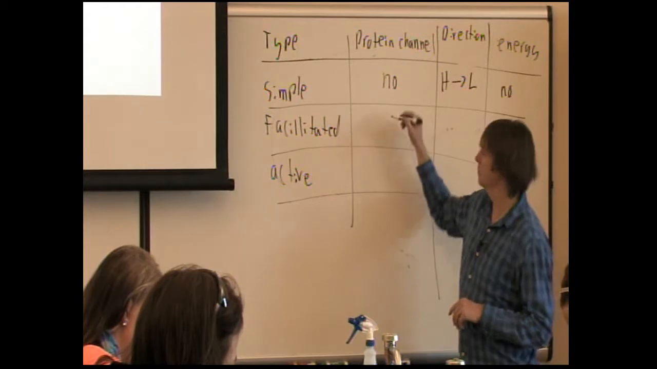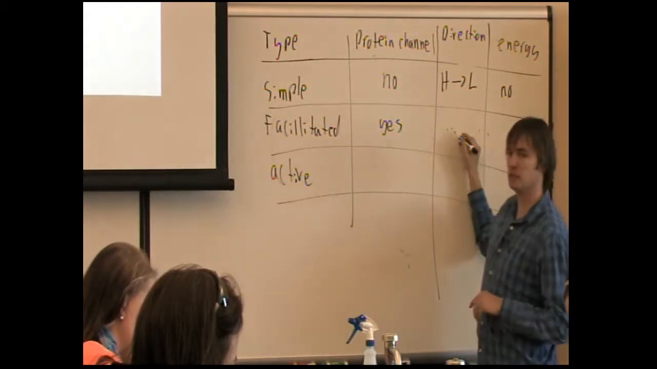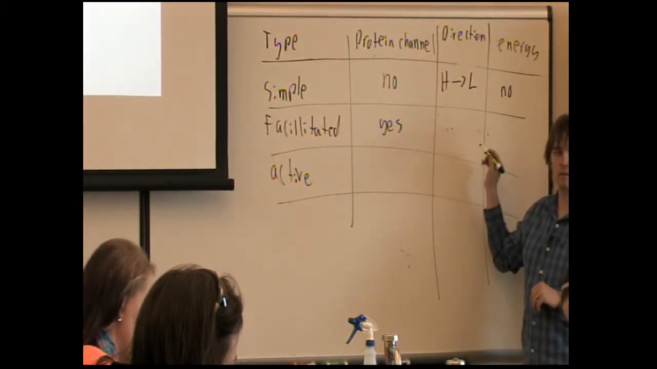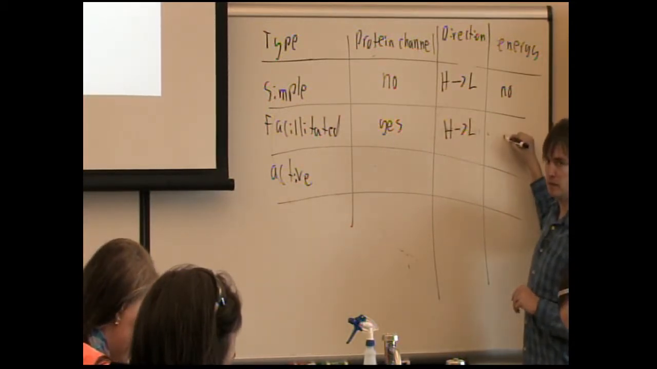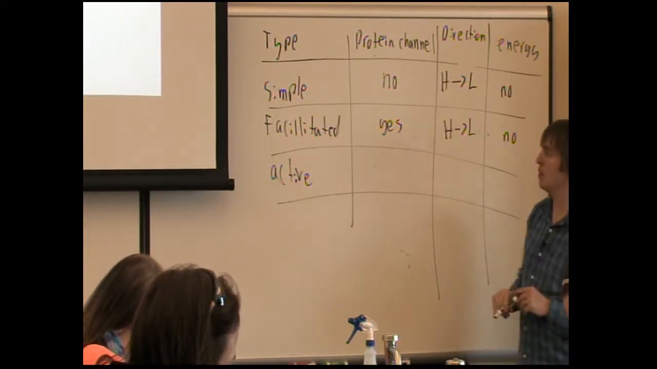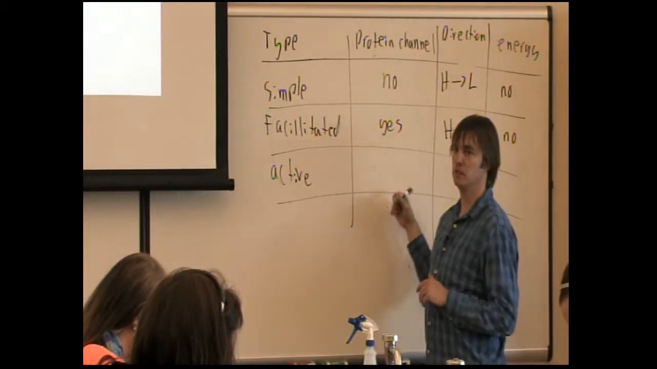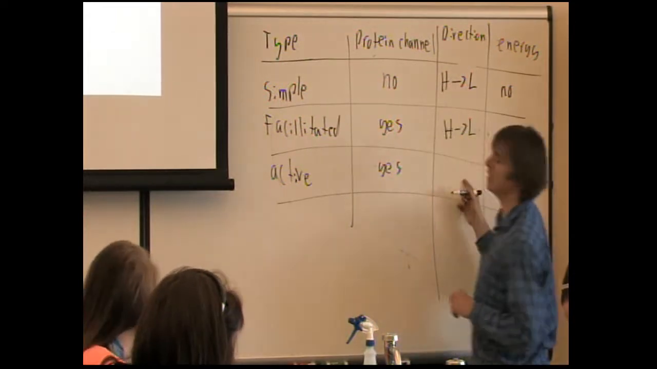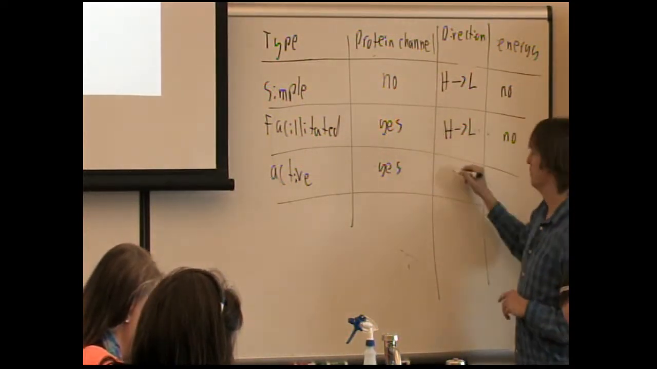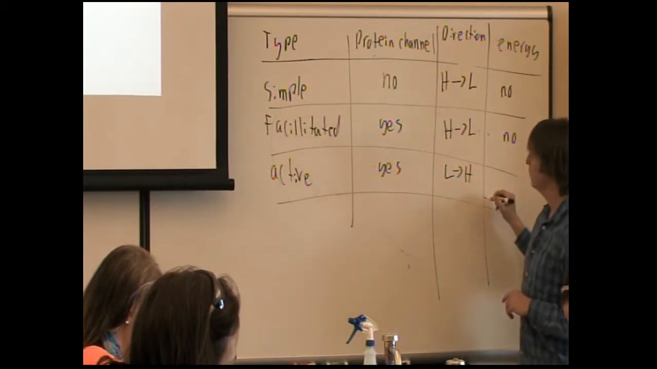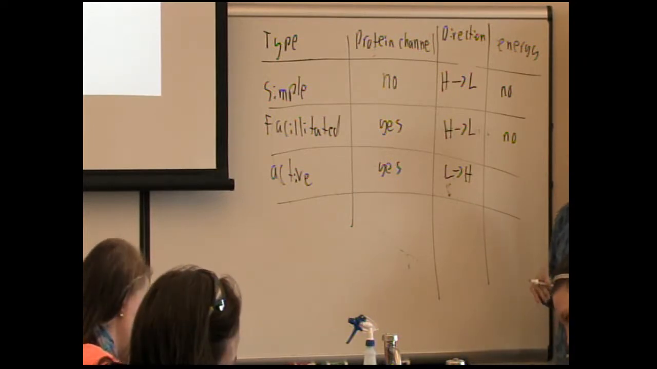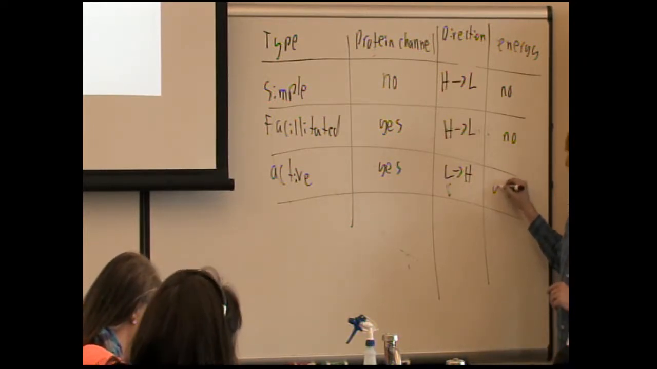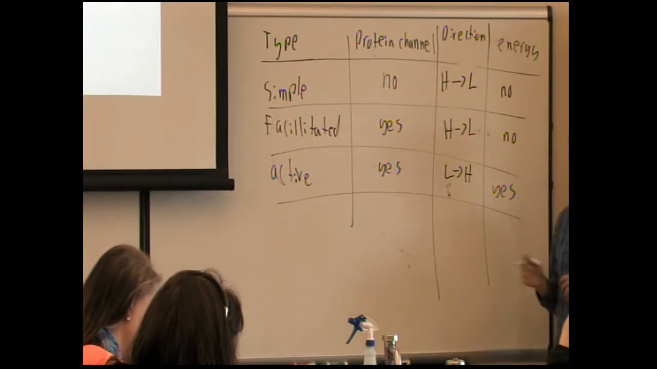Protein? Direction? Still high to low. Energy? No. What about active? Channel? Direction? It technically could be both, but we'll just stick with low to high, because that's the difference. What about energy? All right. So that's the basics for those.